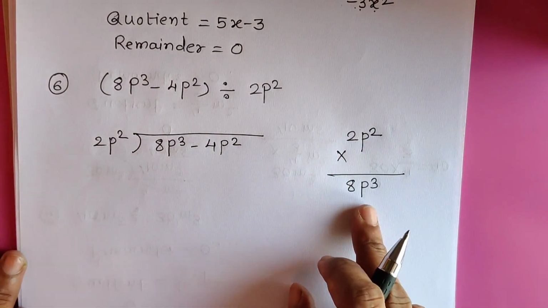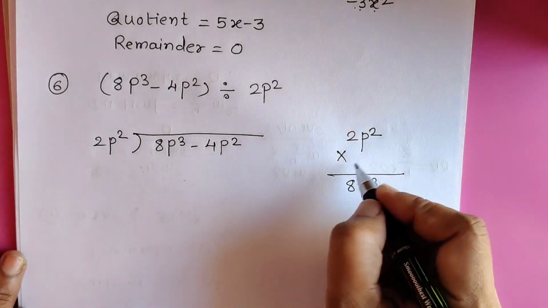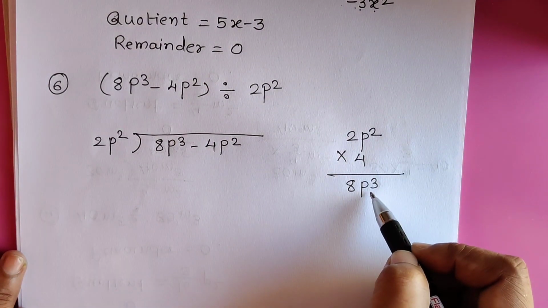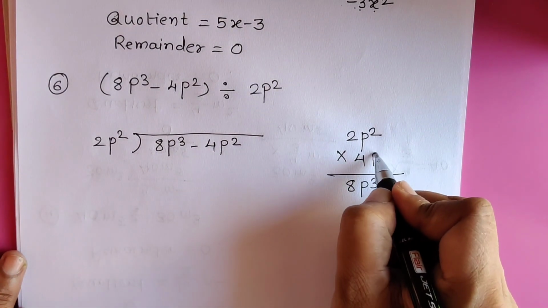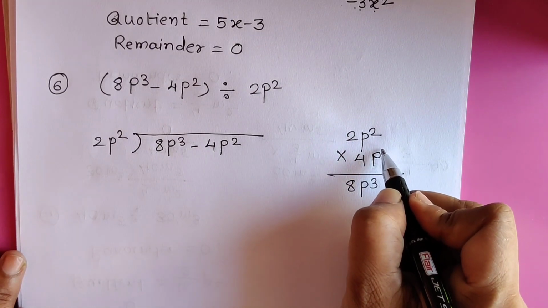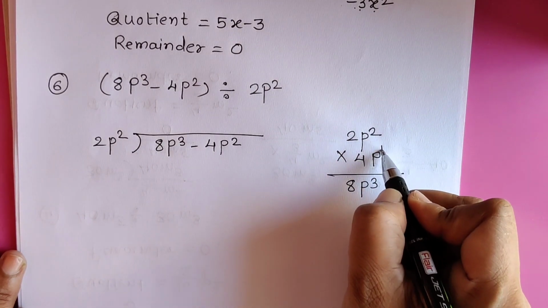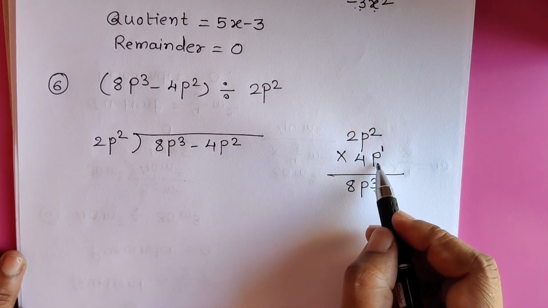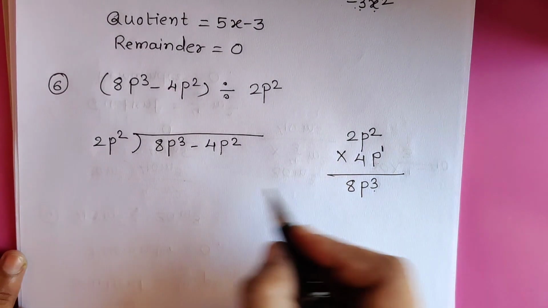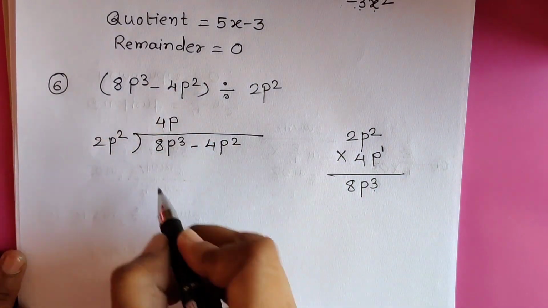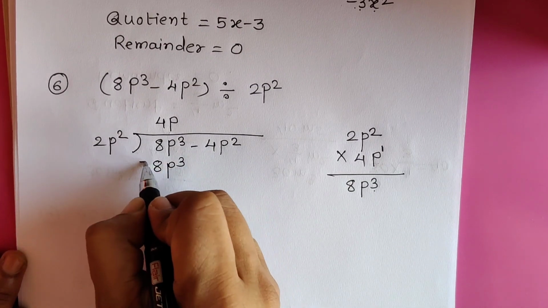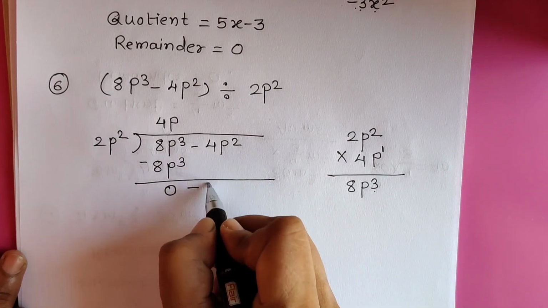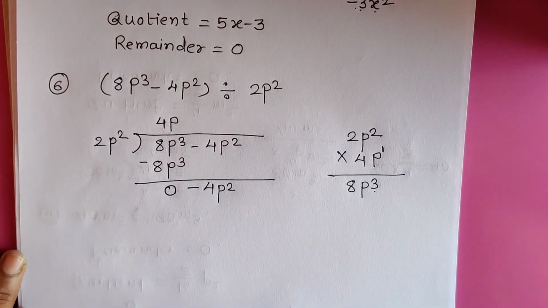So 2p square multiply by what? Answer should be 8p cube. We all know 2 4s are 8. So 4 we require in the coefficient. Now p square multiply by what? Answer should be p cube. P square multiply by p only, because only p means index is 1 and 2 plus 1 answer we get 3. So 2p square multiply by 4p, answer we get 8p cube. This 4p we write in the quotient. 8p cube we write in the dividend. 8p cube minus 8p cube 0. This minus 4p square we copy down for the second step.